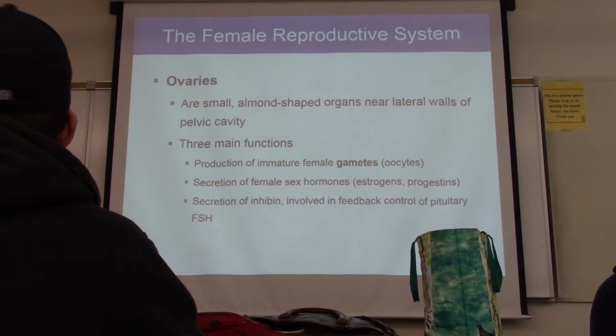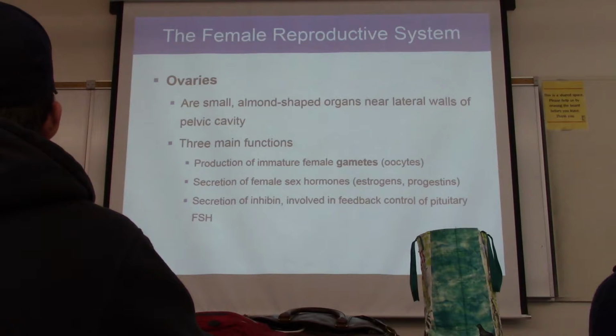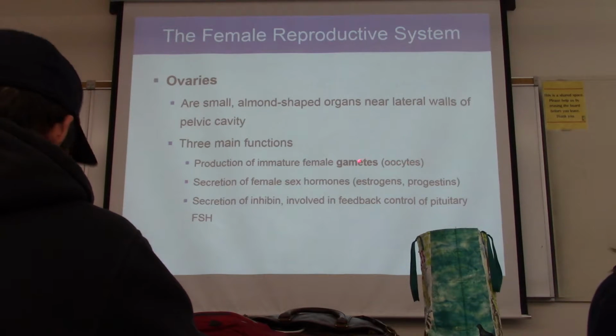Some don't ever. The ovaries are small little things. They're about that big or so, almond-sized. They do 3 main things. They produce these female gametes called oocytes.